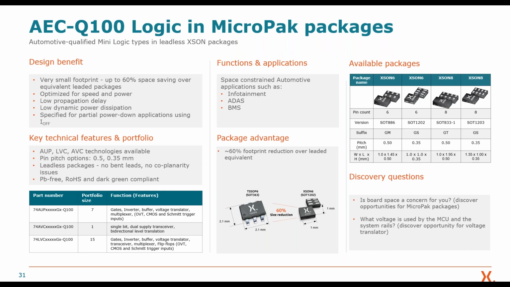We have enabled approximately 27 devices right now, which comprise different functions like gate, inverter, buffer, voltage translator, and multiplexers. They are available in 3 families right now: AUP, LVC, and AVC technologies. One advantage of using this leadless package over the leaded package, for example using XSON6 instead of TSSOP6, is that we are able to reduce the footprint by 16%. That means you will have that much space available while designing. And we are seeing strong traction for these packages, specifically in infotainment or other space-constrained applications.